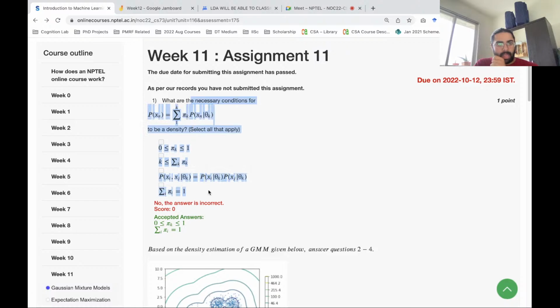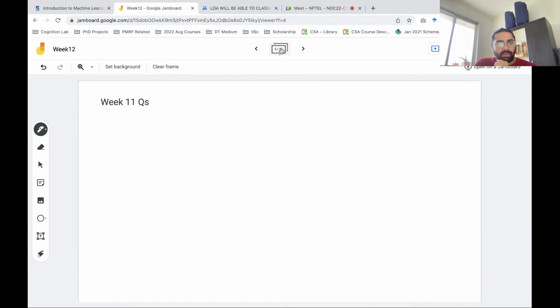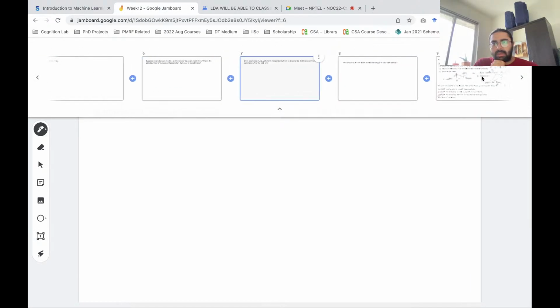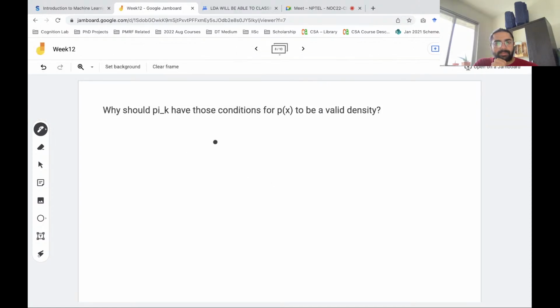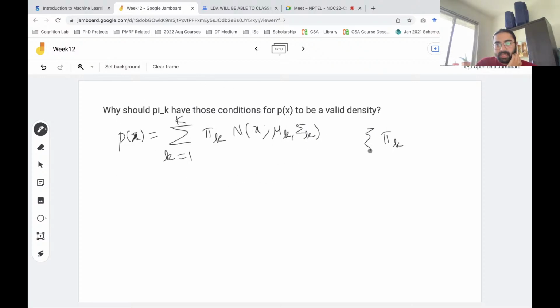This question, by the way, have you tried to prove what these necessary conditions are? Any ideas how you would go about proving that? Okay, so I'll just give you the idea. We say P of x is said to be a mixture, right? So this is the sum of pi_k times N of x given mu_k, sigma_k. With this in mind, how do you arrive at the condition that the sum of pi_k is 1? Any ideas, any thoughts?